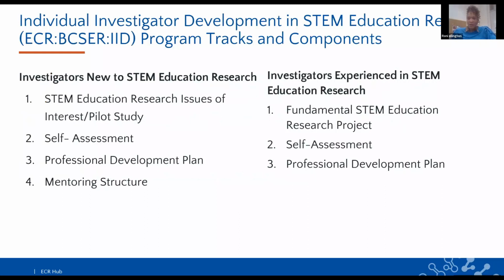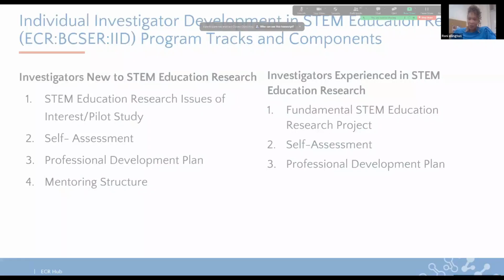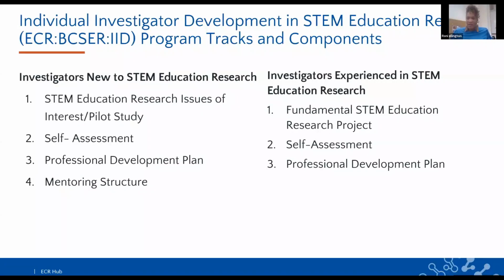All right, so the BCSER solicitation requires 4 components for new investigators and 3 components for experienced investigators. Okay, I'm just going to give you a minute. So 1, you have to have a research idea or issue. You have to do a self-assessment, a professional development plan, and for my new people, you need a mentoring structure.